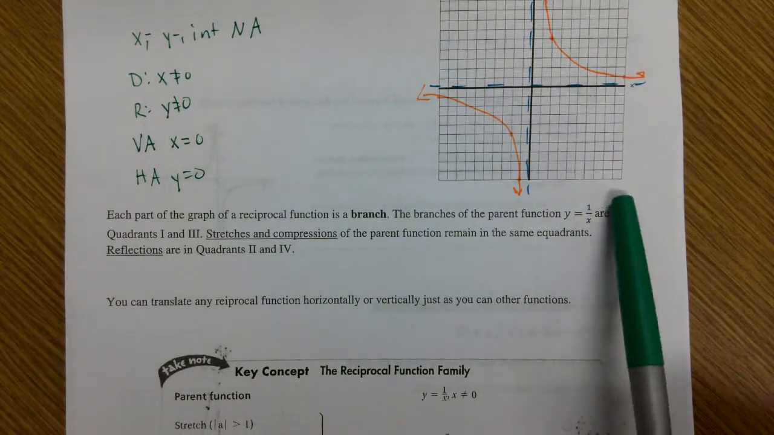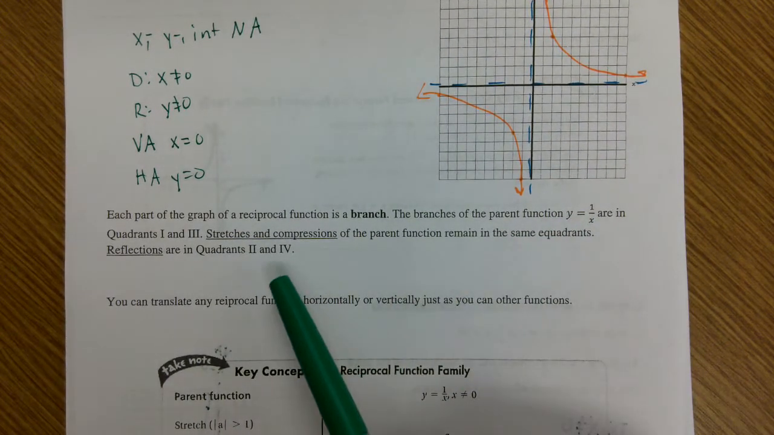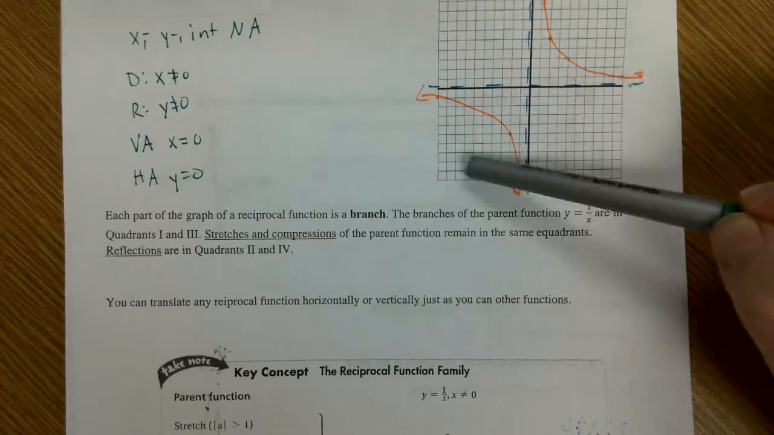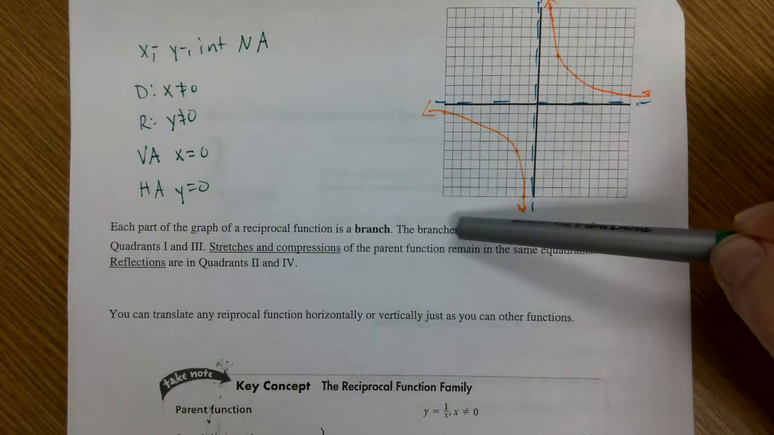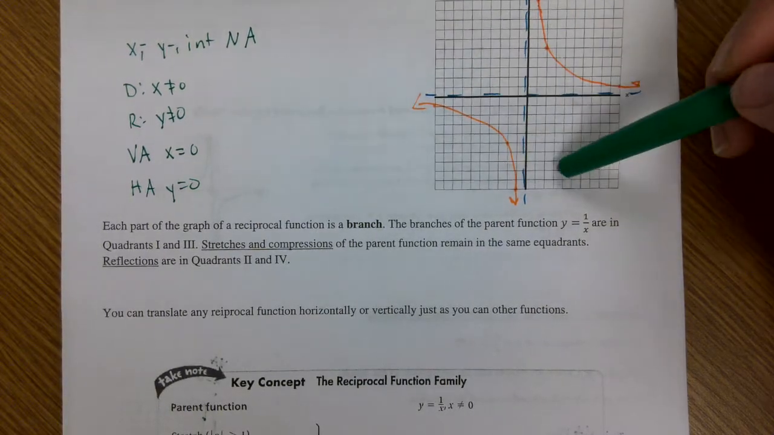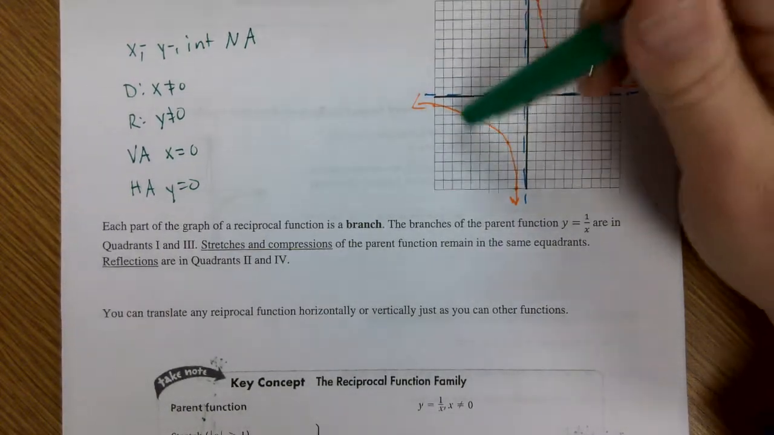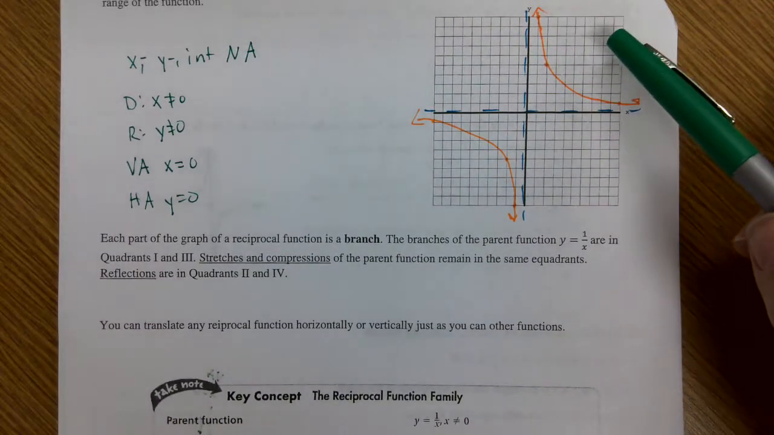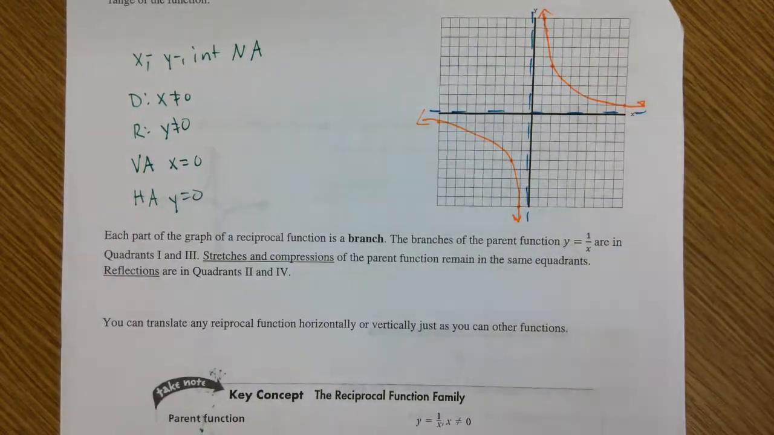This is my parent function, okay? Typically, stretches and compressions will still be in these two quadrants. This is typically where my parent function is, in the two quadrants. If for some reason it got flipped, it would be in these two quadrants. So again, the quadrants go 1, 2, 3, 4. Typically it's in 1 and 3. If it got flipped, if it's negative, it would then be 2 and 4.